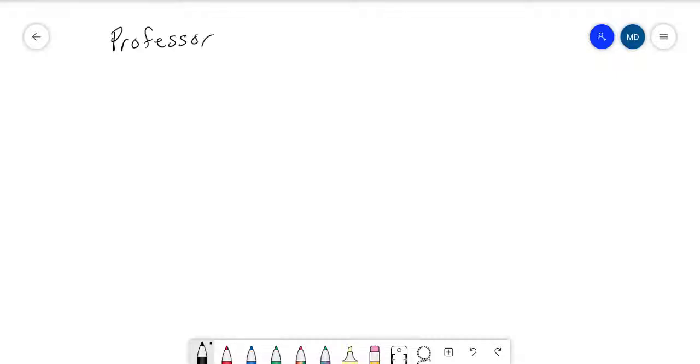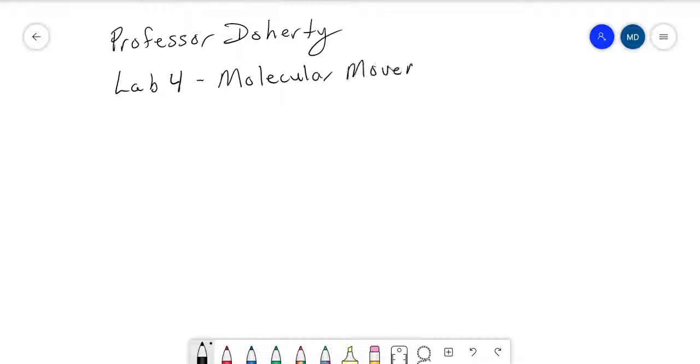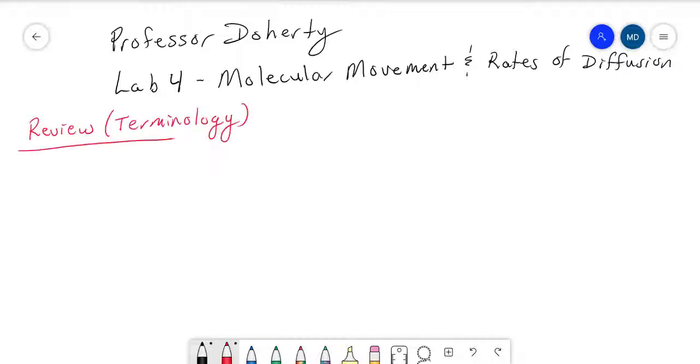This is Professor Doherty, and today we're going to be working on Lab 4, Molecular Movement and Rates of Diffusion. To begin with, let's go ahead and do a review of some terminology before we get started with this lab. First, this lab is heavily dependent on diffusion.